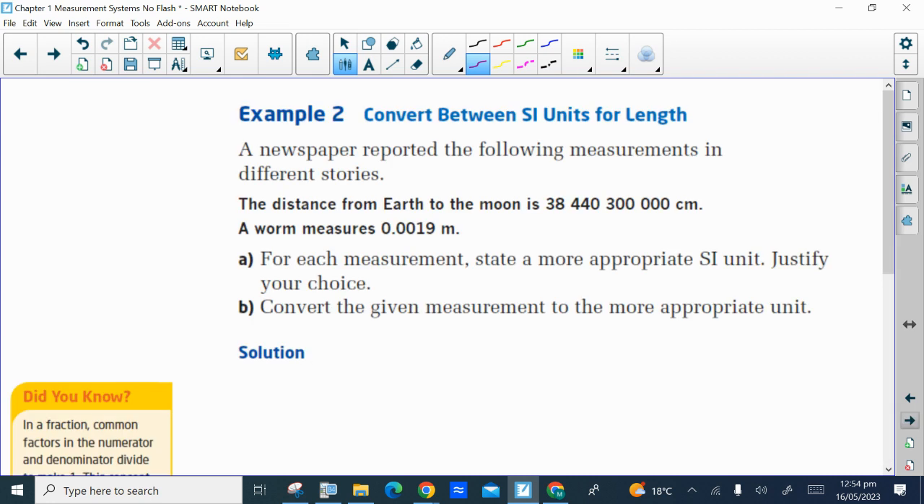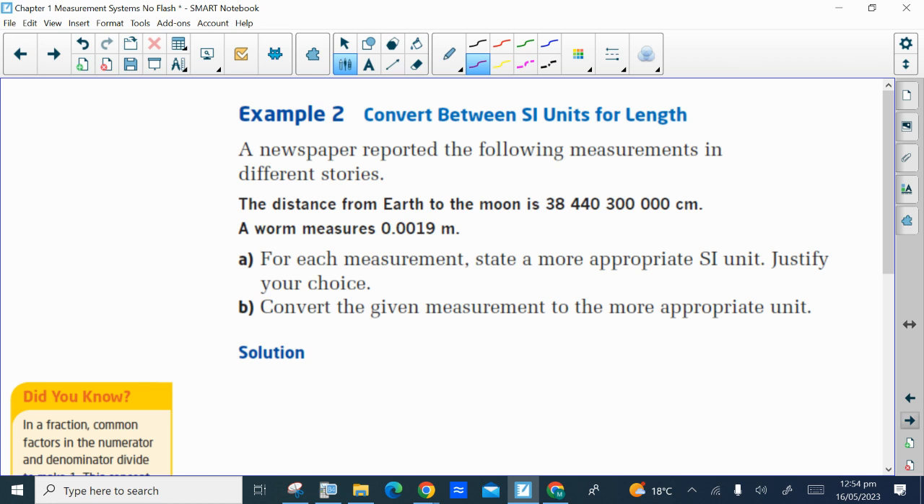All right, example 2 says a newspaper reported the following measurements in different stories. It says the distance from Earth to the moon is 38,440,300,000 centimeters, and a worm measures 0.0019 meters. So we want to get a more appropriate unit that would be used and then do the conversion.